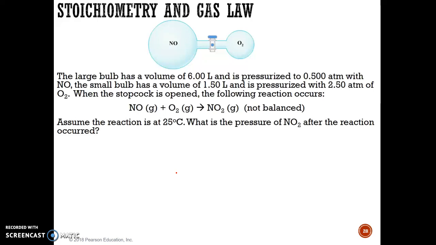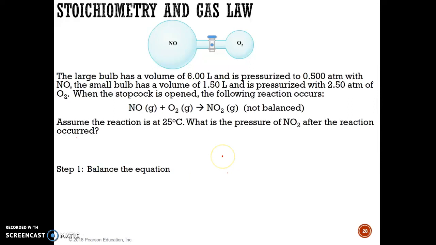So you might look at this problem and say you have no idea what's going on. There's a lot of information. So just like we've done before, let's make sure that you have the information available. So we start with a balanced equation. Just like in Chapter 3, we learned how to balance equations.